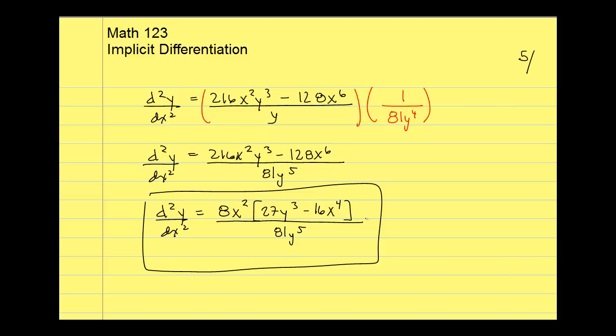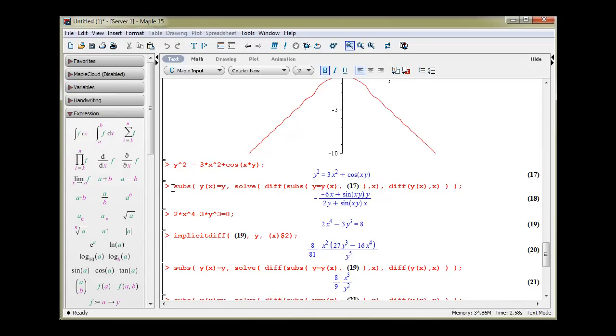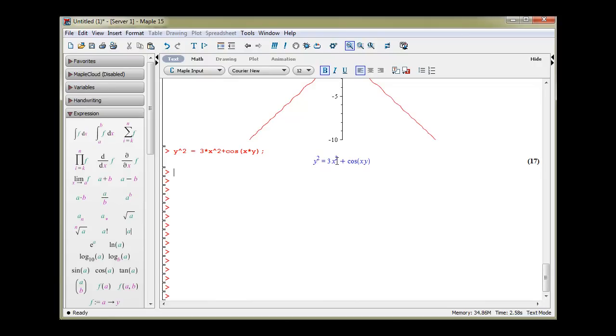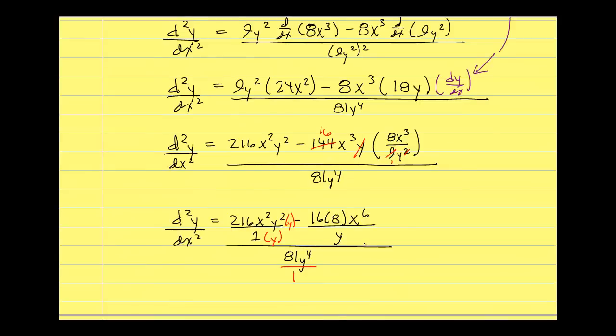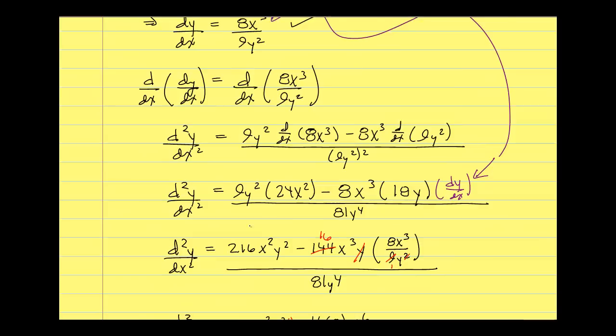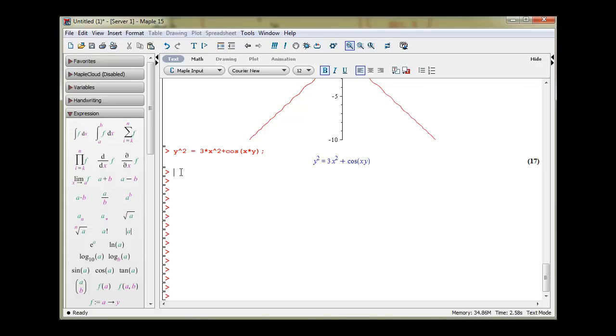Now let's go ahead and check what Maple has to say about this. Now in Maple, holy cow, what a mess. In Maple, I have my function y squared equals 3x squared plus cosine xy. I believe that's what we were working with. No, we have no trig function in this. 2x to the 4th minus 3y cubed equals 8.